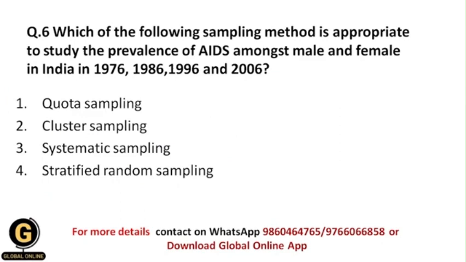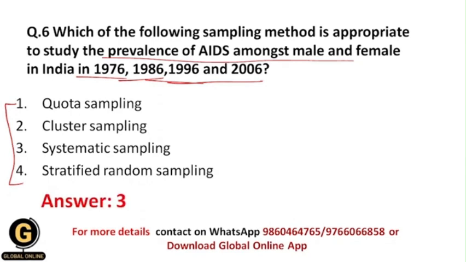Next, which of the following sampling techniques is appropriate to study the prevalence of AIDS amongst male and female in India in 1976, 1986, then 1996 and 2006? So which of these sampling techniques would you use, okay, whenever you need to study the prevalence of AIDS among male and female candidates in India in the years 1976, 1986, 1996, 2006? So students, you will go for systematic sampling. So let me explain why.